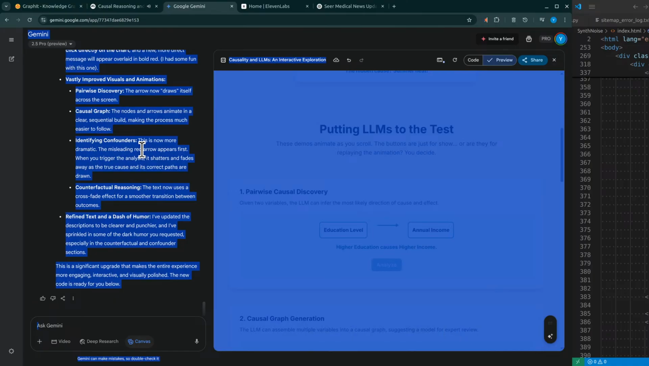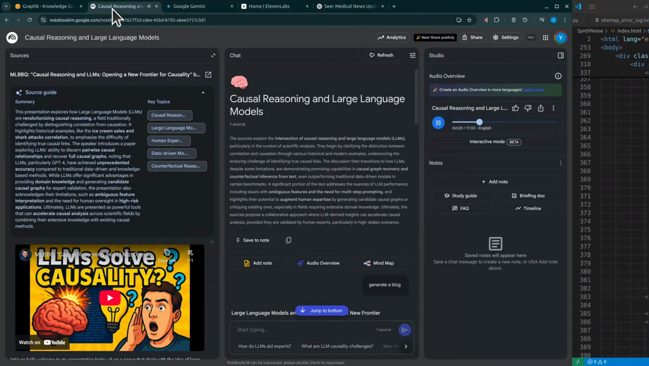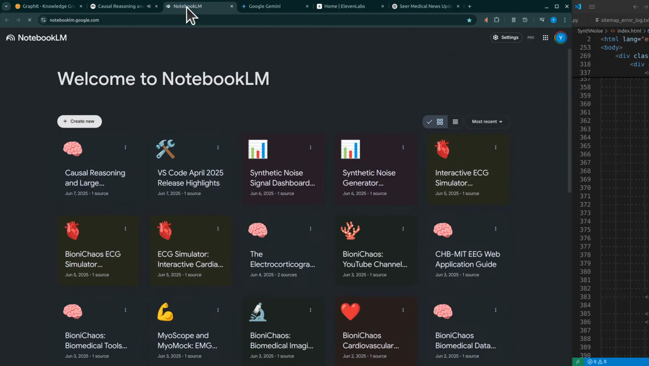Okay, so how do they actually start testing if LLMs could handle these causal tasks? Where do they begin? They began by looking at something simpler, pairwise relationships. Yeah. Just two variables, A and B.